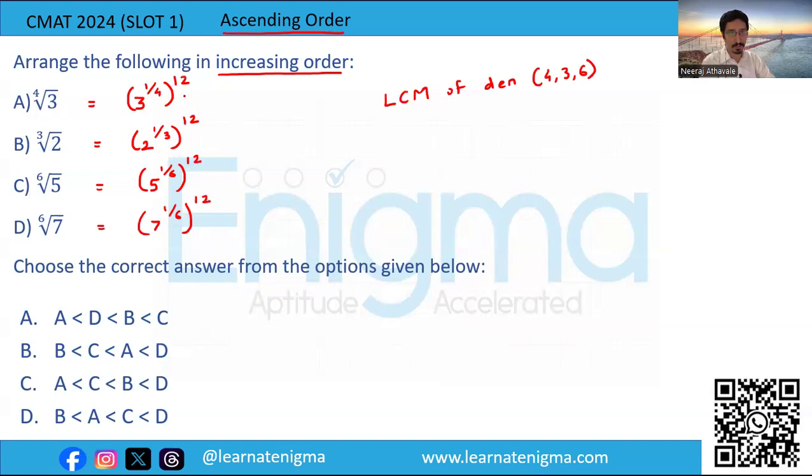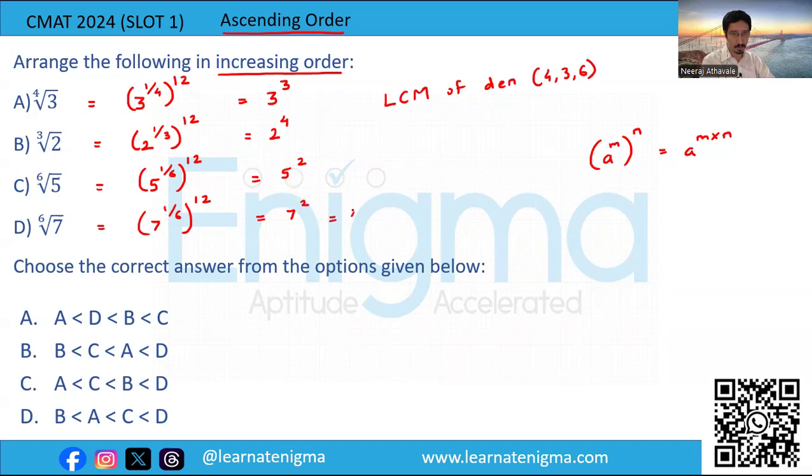Now, when we are raising all these values to 12, it becomes very easy to compare. Now, we need to know one more property of indices. When we have a raised to m bracket raised to n, it is nothing but a raised to m into n. So now we can easily compare this. So this becomes 3 raised to 3. This becomes 2 raised to 6, 2 raised to 4. This becomes 5 raised to 2. And this becomes 7 raised to 2.